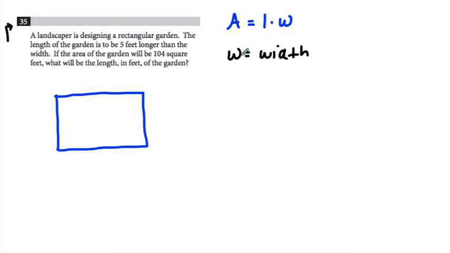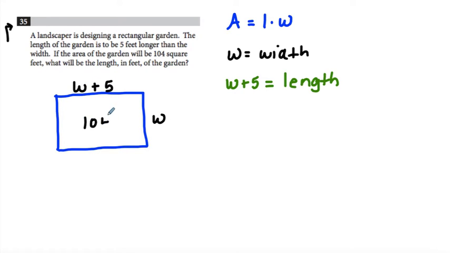So if the width is w and the length is 5 longer, then I can say w plus 5 is the length. All right, so if this is my width and then my length is w plus 5 and my area is 104, I can actually write an equation. Length times width equals 104. So w times w plus 5 equals 104.